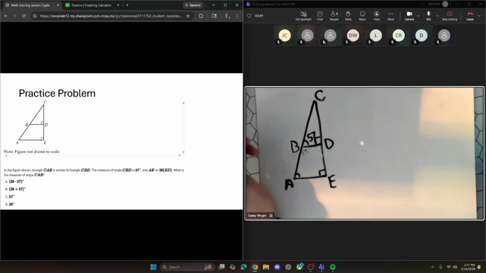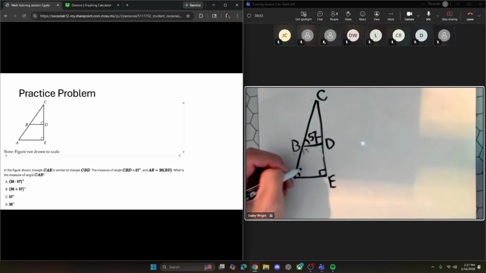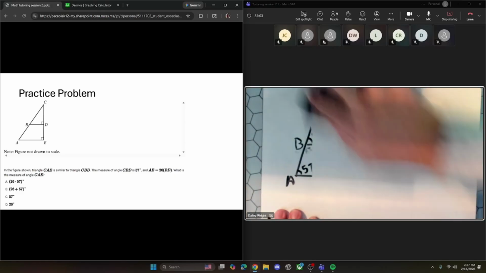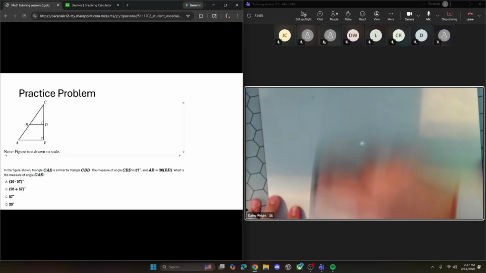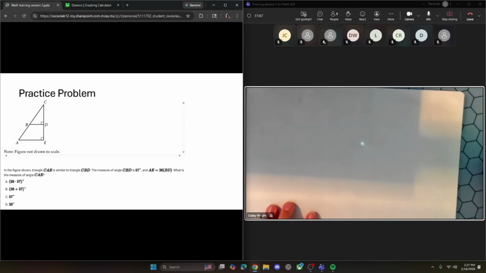CAE, we already know, is going to be the same as CBD. So this is going to be 57. That dilation right here does not matter at all. So we can move on with our day, ignore that dilation, and save a bunch of time on that problem.